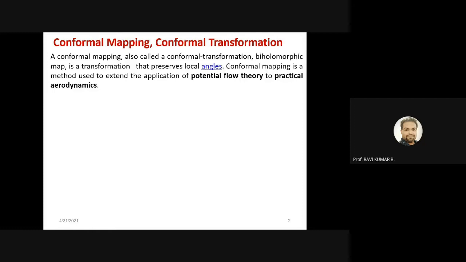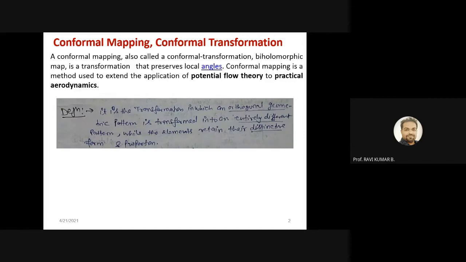So let's suppose the local coordinates are x and y in that two-dimensional flow pattern you have drawn. Now if you want to go to global coordinates, some other point in the transport coordinate, then the same geometrical pattern will be reflected, but in a different way. But still, the angle between the equipotential lines and the stream lines will be 90 degrees. So conformal mapping is much needed to understand the behavior at different locations, like different coordinate systems, or how your flow behaves. So the general definition for transformation: it is the transformation in which one orthogonal geometric pattern is transformed into an entirely different pattern while the elements retain their distinctive form and proportion. Like when we are simulating phi and psi, whatever we have drawn will still be phi and psi, and they will behave orthogonal to each other, but the shape will change into an entirely different shape in our transport coordinate.